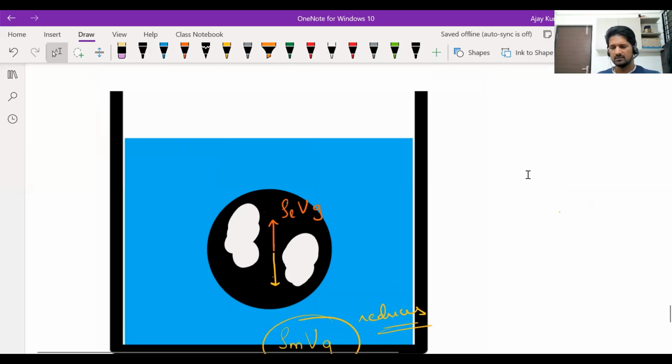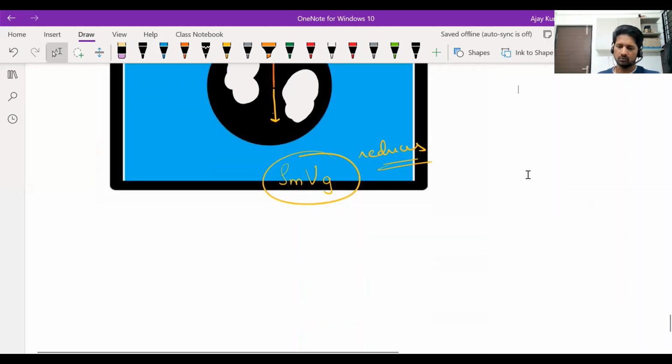Okay. Now, you may say, sir, a boat is not a sphere. A boat does not have a cavity. A boat has a cavity. How? Think of it like this.